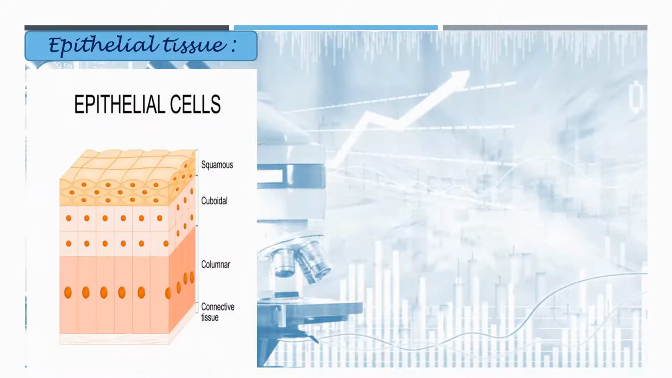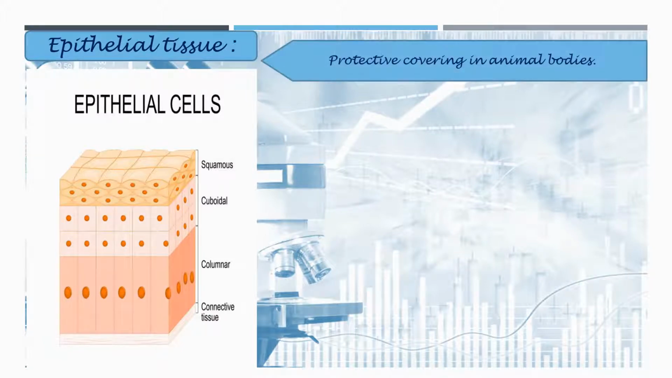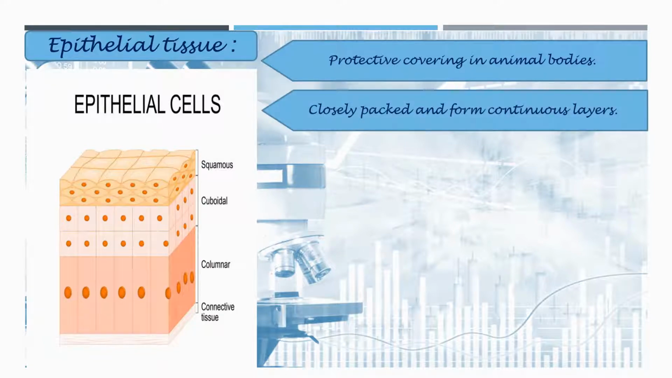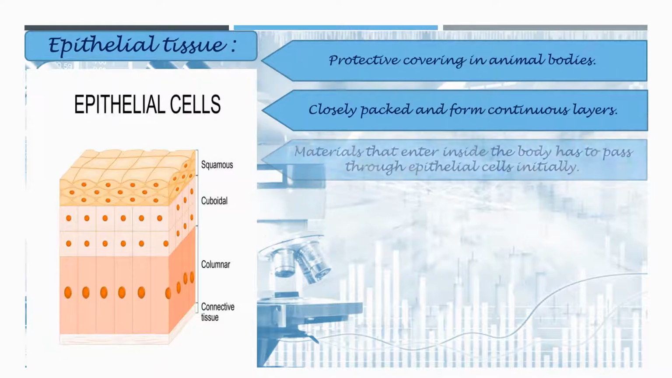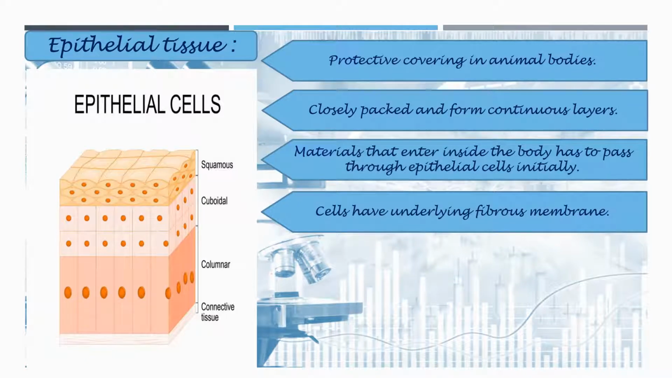Students, now let's understand about epithelial tissue, which is a type of animal tissue. Epithelial tissues form the protective covering in the animal bodies, and epithelial cells are closely packed and form continuous layers. The materials that enter inside the body have to pass through epithelial cells initially, and cells of epithelial tissue have an underlying fibrous membrane. There is a fibrous membrane between the epithelial tissue and underlying tissue.